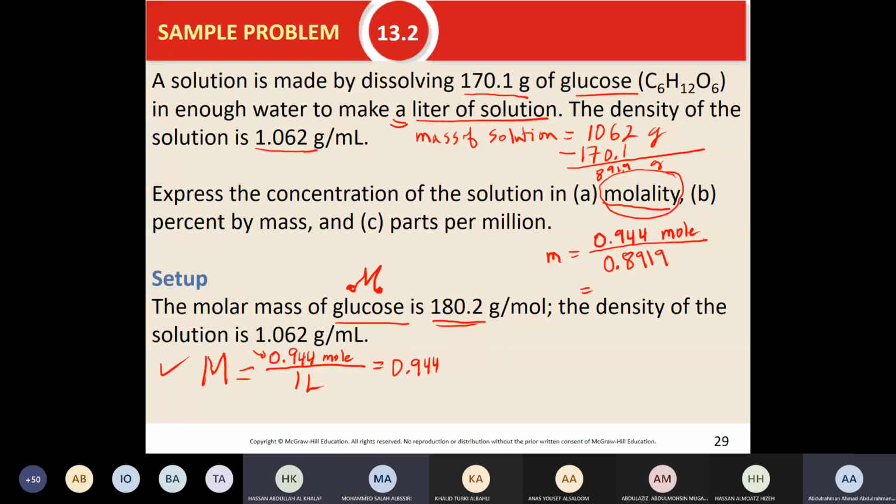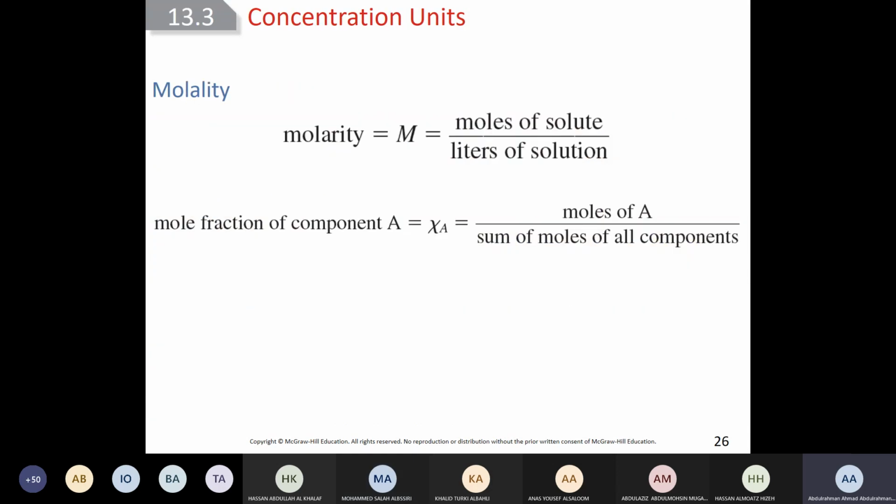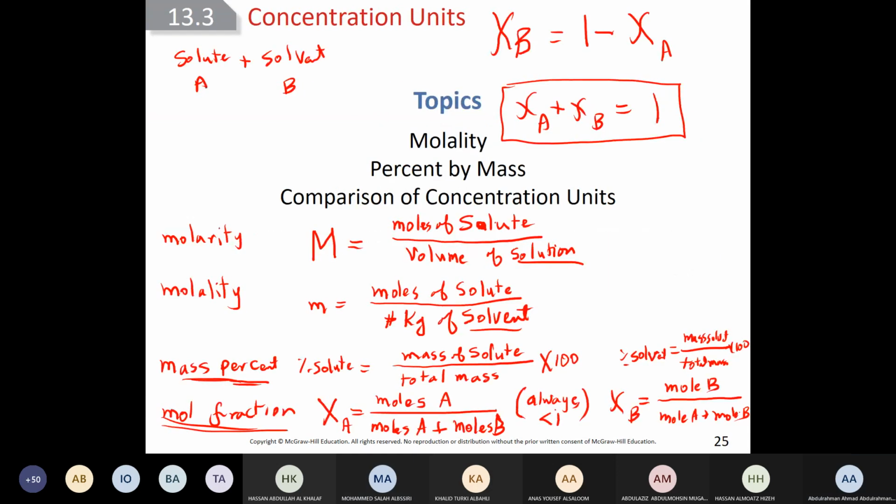It will be 1.05. 1.06 molal. Clear? Doctor, why do we subtract 171.1? To have the mass of solute only. For molality, I want the mass of solvent. Not like this one, this is solution, but this one is solvent. Clear?